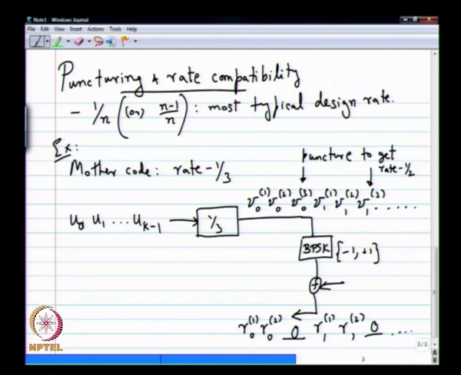Okay. So once you put that, you can compute all your branch metrics. Once you compute all your branch metrics, you can run your Viterbi algorithm and decode. There's no problem. Okay. So this is how it works. This is how the decoder works with puncturing.